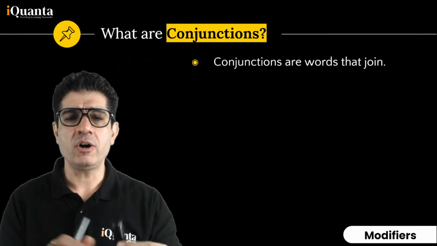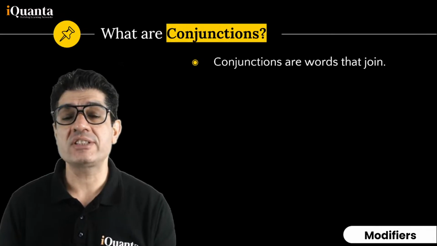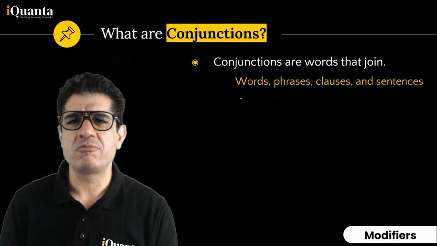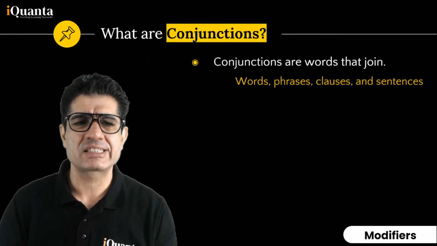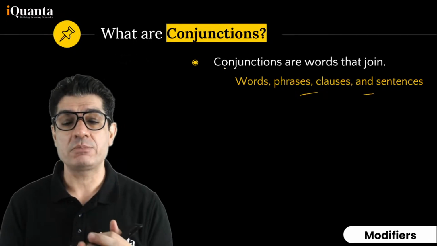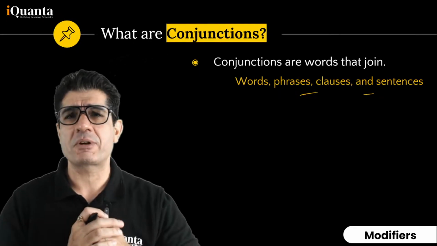All right, so let's now move back to conjunctions. So conjunctions are words that join. Join what? These are words that join some words, some phrases, some clauses, some sentences. So सबको हम बोलते हैं conjunctions, but then there are times when people mistakenly believe that conjunctions just join and they perform no other task.